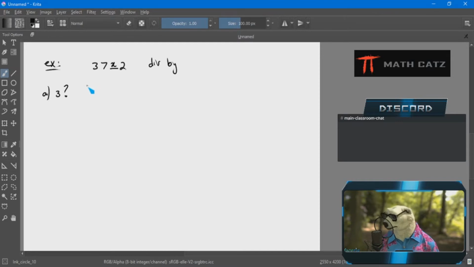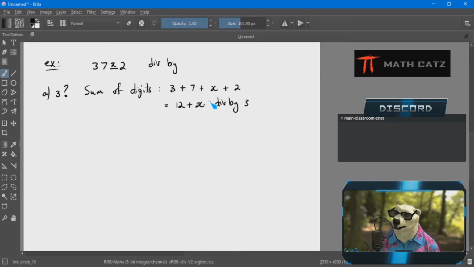So now for divisibility by 3, I know the test needs to look at the sum of the digits. In this case, the sum of the digits will be 3, 7, the X digit, and the 2. So that would give me a 12 plus that mystery digit. So that means this must be divisible by 3. Now, what are the options for X to make that statement true?